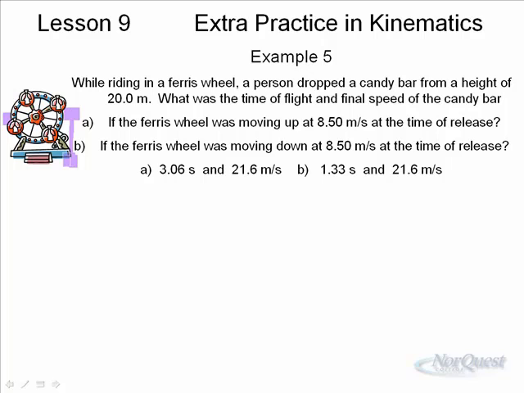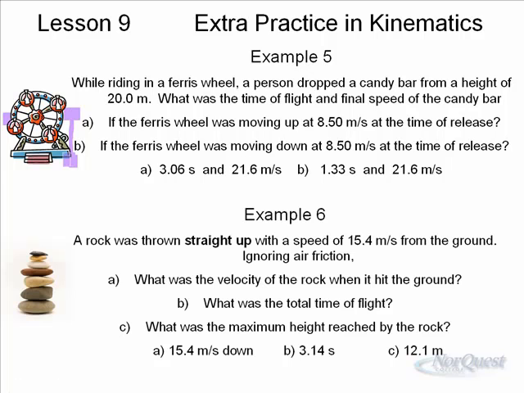Excellent question. Number 6: a rock is thrown straight up with a speed of 15.4. What's the velocity of the rock when it hits the ground? Well, that's an interesting one that we'll talk about more in the solution, but even if you look at the key at the bottom, it gives you a pretty good idea of the total time of flight.